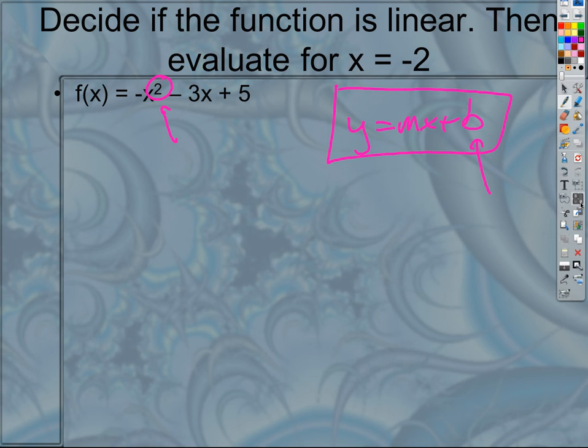Okay? But we still could evaluate it. If I want to evaluate this thing at x equals -2, what does that mean? You're always asked questions like this on tests and in books, and sometimes we don't ever really take the time to identify or define what that means. What does it mean to evaluate something?